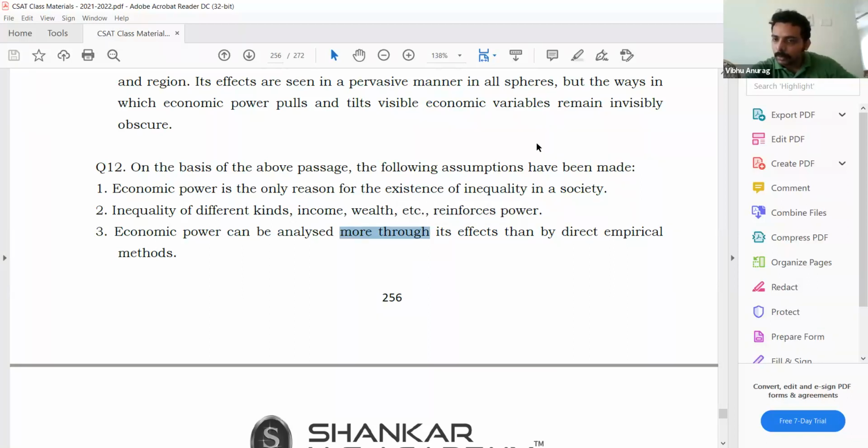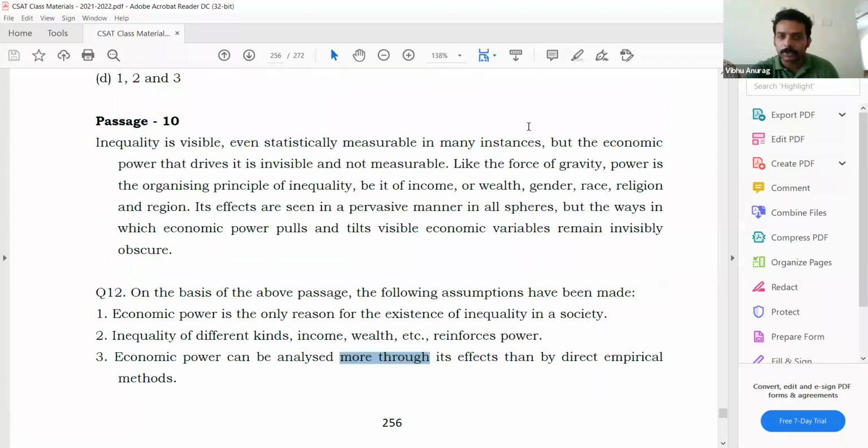Passage 5, want explanation for question number 6, first point. Okay.